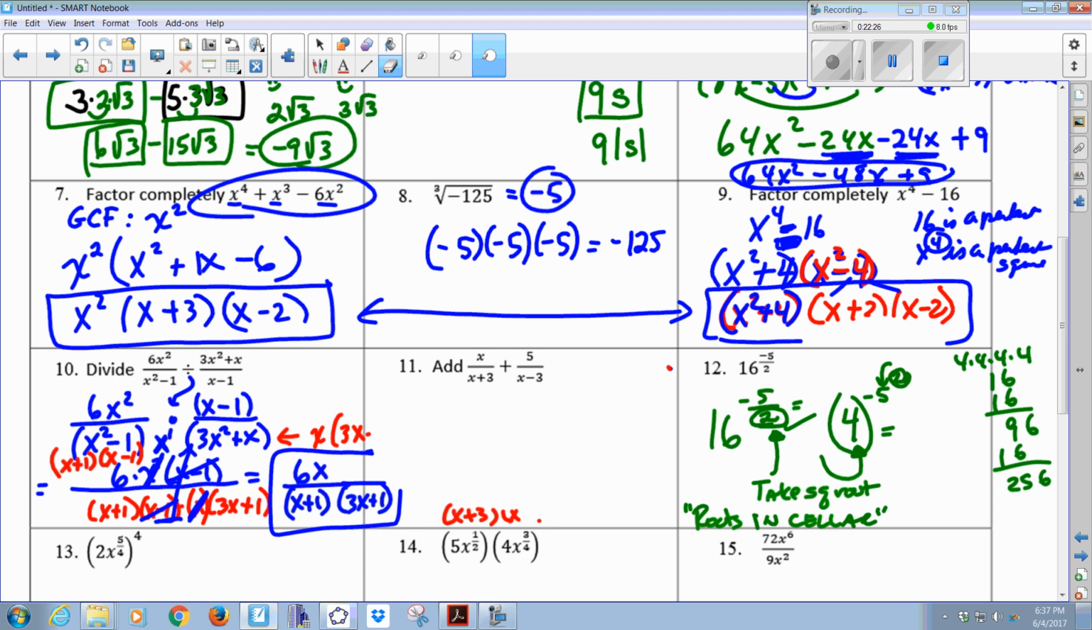256. So this becomes 256 to the negative what? Negative 1. That's what's left is a negative 1 because you've applied the 5th power to the base of 4. Now all that says is put that 256 in the denominator instead of the numerator as 1 over 256. So that's one way to do this problem.